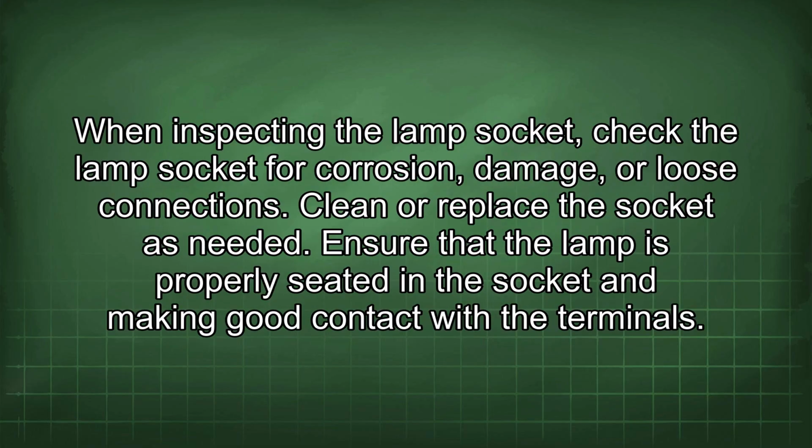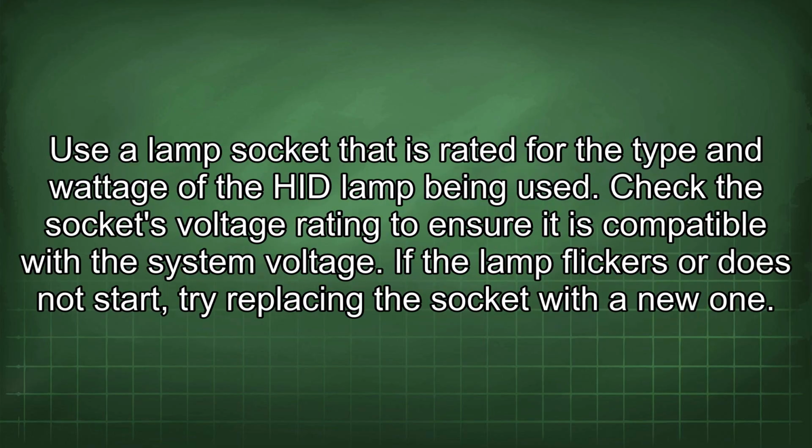When inspecting the lamp socket, check it for corrosion, damage, or loose connections. Clean or replace the socket as needed. Ensure that the lamp is properly seated in the socket and making good contact with the terminals. Use a lamp socket that is rated for the type and wattage of the HID lamp being used. Check the socket's voltage rating to ensure it is compatible with the system voltage. If the lamp flickers or does not start, try replacing the socket with a new one.